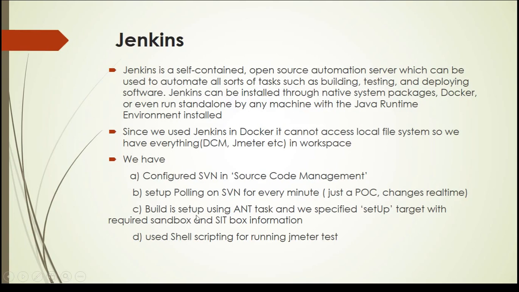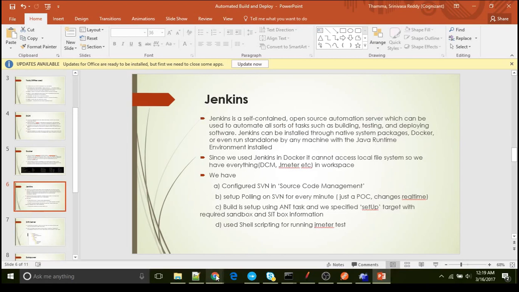So the build is set up using a task. I have created a task called setup, and that will be the initial task that is called upon. It will call different other tasks and deploy all the code. I used shell scripting for running the JMeter test. All this is done in Jenkins. So let us see what that is.